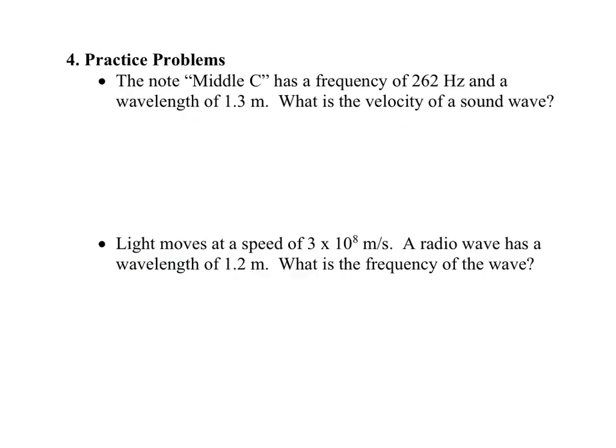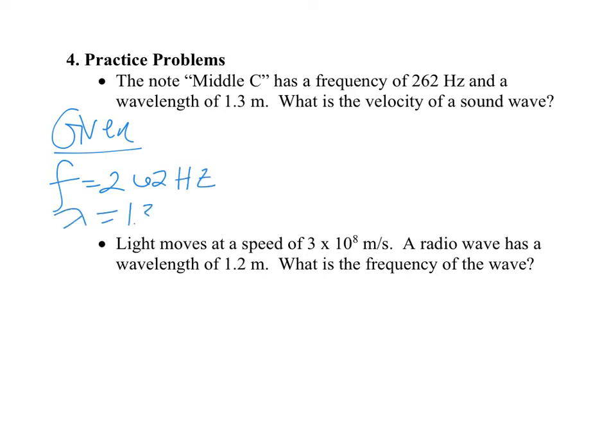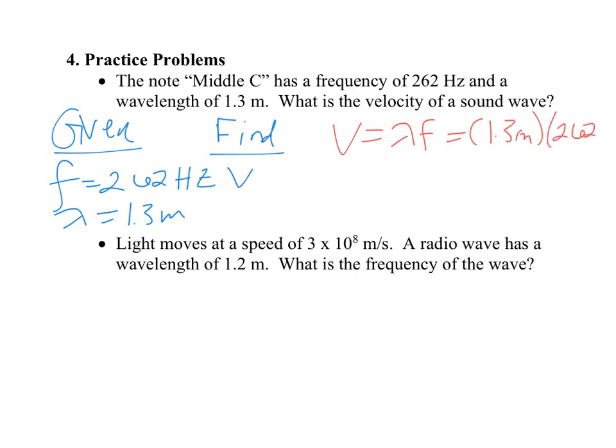Okay, let's look at 2 little practice problems. Middle C has a frequency of 262 hertz and a wavelength of 1.3 meters. What is the velocity of the sound wave? So we are given that frequency is 262 hertz and wavelength is 1.3 meters. And we want to find velocity. Very, very simple. V equals lambda f, so this equals 1.3 meters times 262 hertz.